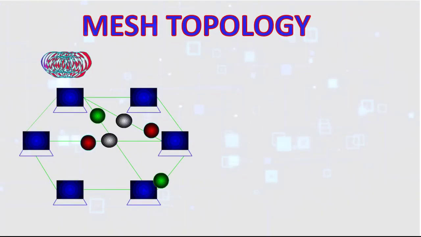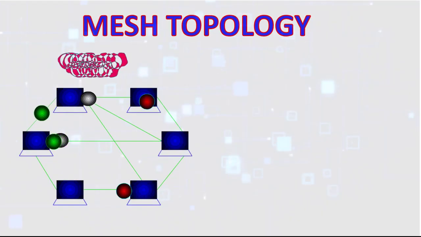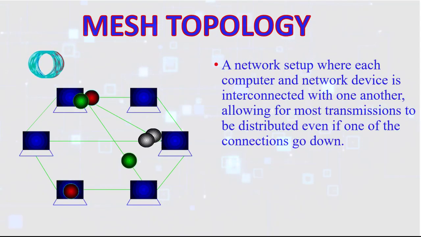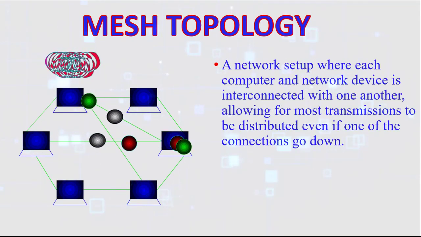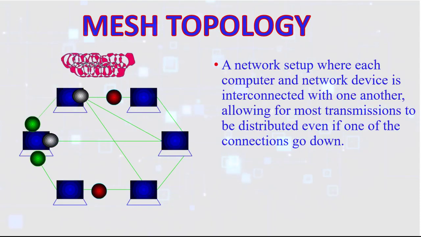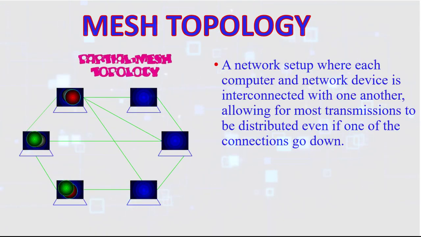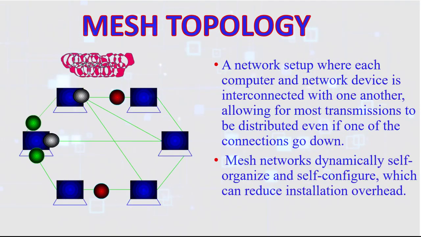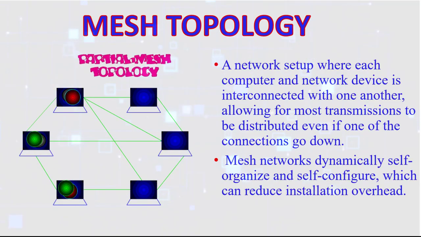In mesh topology, every device is connected to another device via a particular channel. Unlike the other topologies, messages sent on a mesh network can take any of several possible paths from source to destination. Mesh networks dynamically self-organize and self-configure, which can reduce installation overhead.